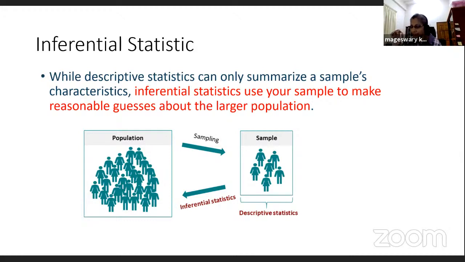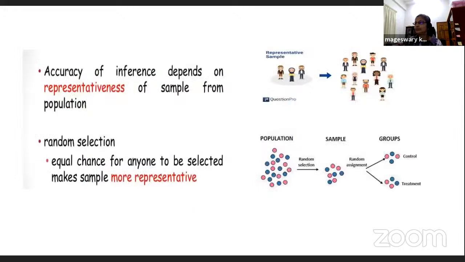The basic fundamental is, in any research we will start with descriptive statistic, but we won't stop there. We will continue to the next step, which is inferential statistic. Now, the accuracy, as I said just now, when you want to infer the finding from the sample to the population, the first criteria is the sample must be representative of the population.